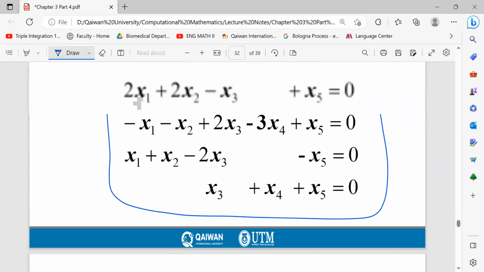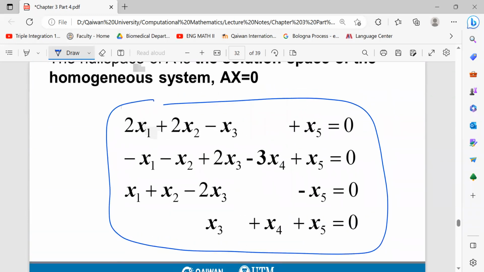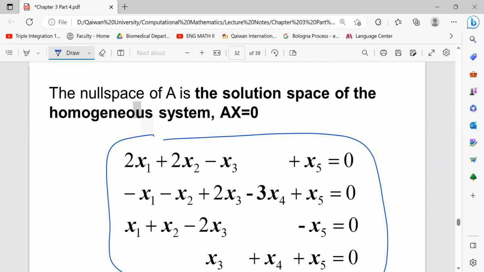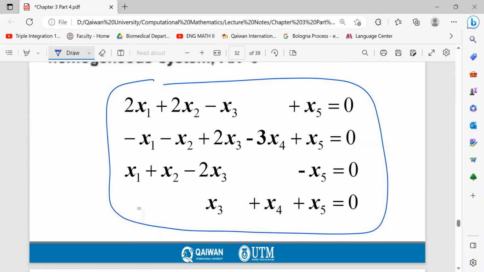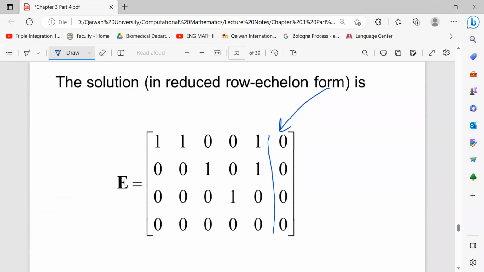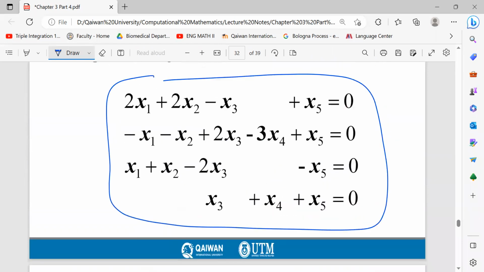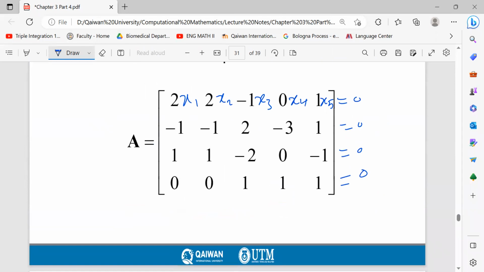What we do, let's use Gauss elimination. Here we get this matrix. This is the right-hand side. This column is the right-hand side. It's all 0. And these are the reduced row echelon form of the augmented matrix of this system. The augmented matrix is this.